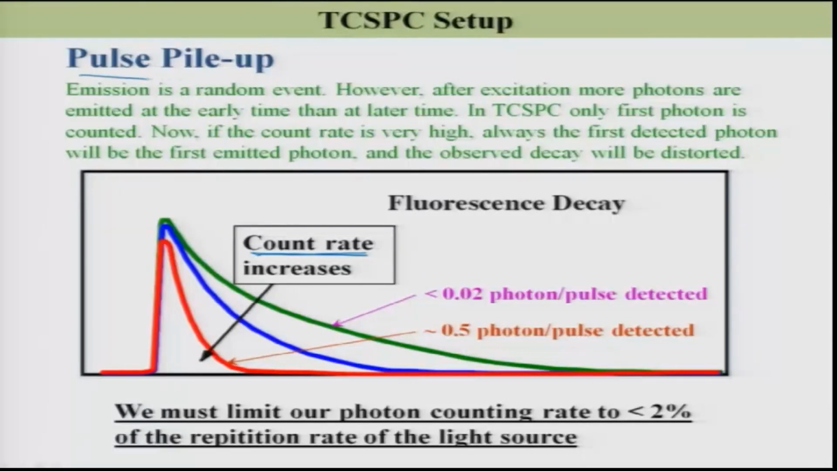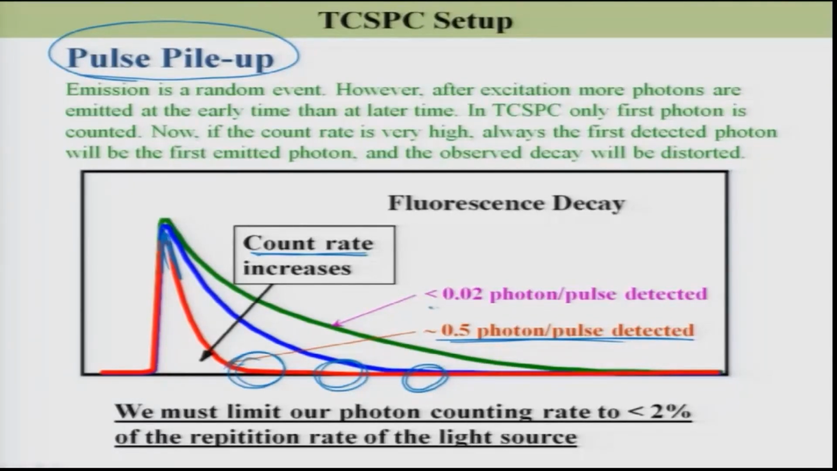Now, as I have shown you, this problem is known as pulse pileup. In pulse pileup, if the count rate is high, that means 0.5 photon per pulse is detected, here the zero point is over here, then the count coming up in the early time is more. That means you are not getting counts at this time, this time, this time. So your actual decay is getting distorted.